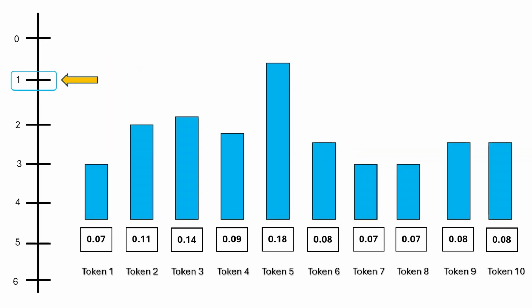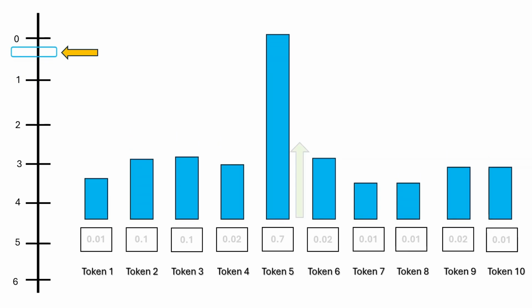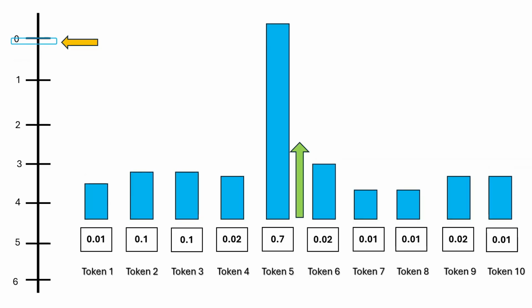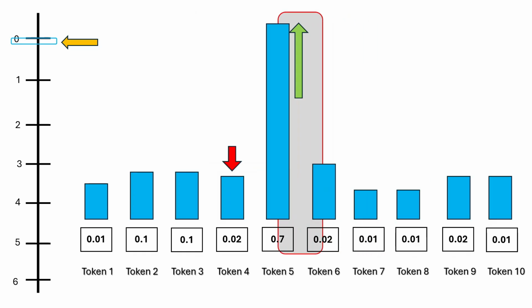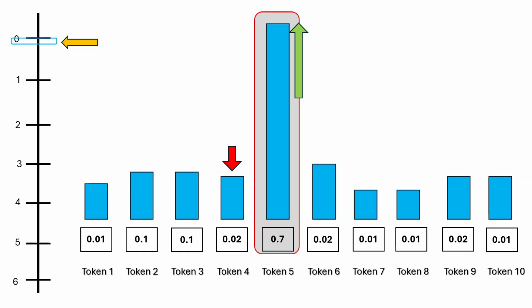For example, at the default temperature, this is how the distribution would look like. If we decrease the temperature, then the probability distribution will change like this. Behind the scene, the probability of more likely words will be increased and the probability of less likely words will be decreased even further. Now, if we randomly pick one word from this distribution, most of the time we will pick token 5 because it has the highest probability.